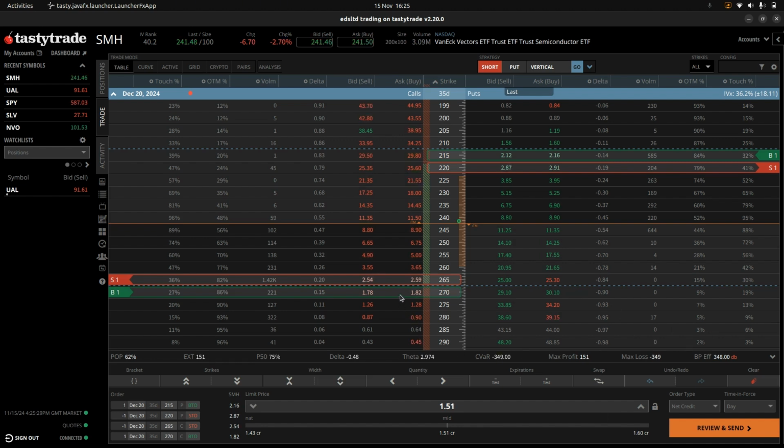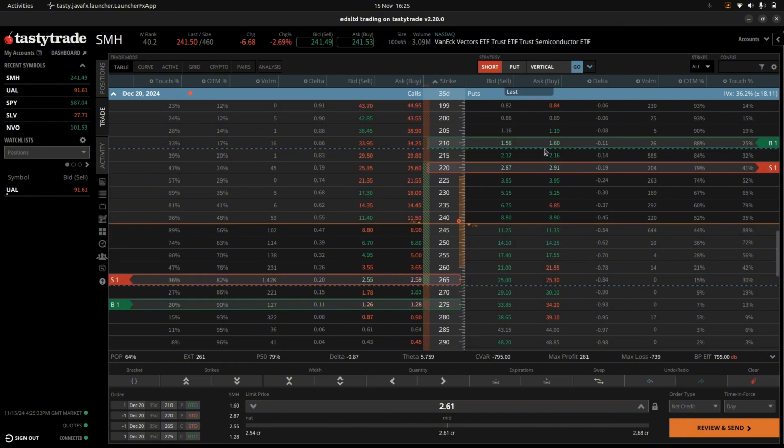If $348 was too small, you can just move your long further out. So now our max risk is higher. The spread is not $5 anymore. It's $10. The premium is more, so it's $10 minus 260. So our max loss is now 740. And you can literally just play around with this position and manipulate it to however you want to fit inside your portfolio.